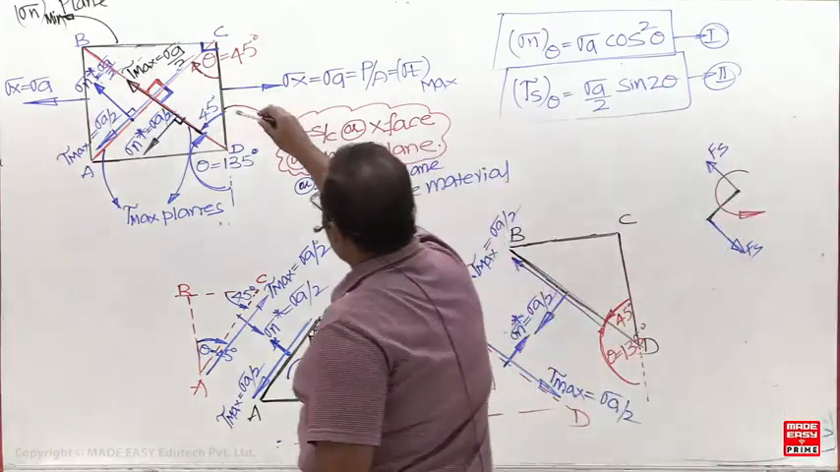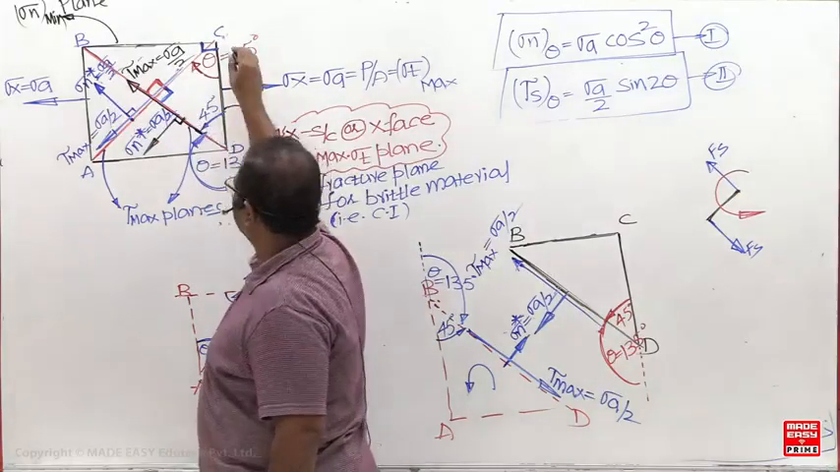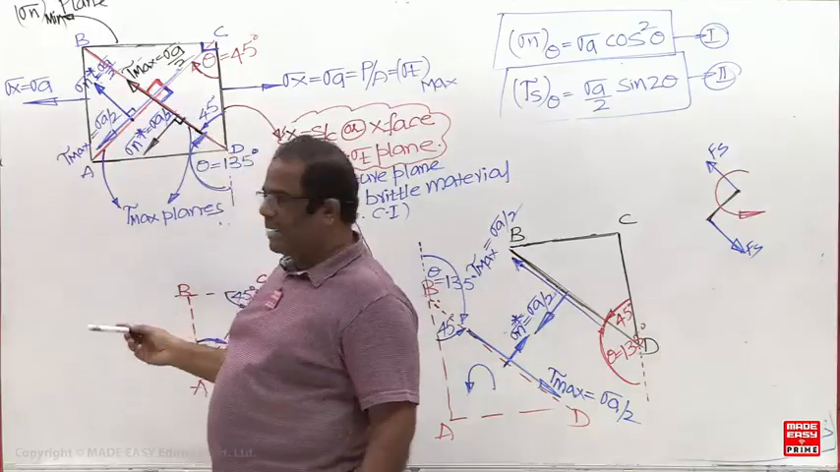Next, what is the angle between the tau max planes? CA and AB. Sorry, CA and BD. They are the tau max planes.